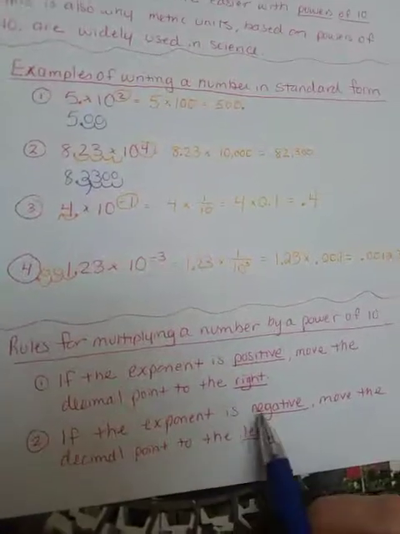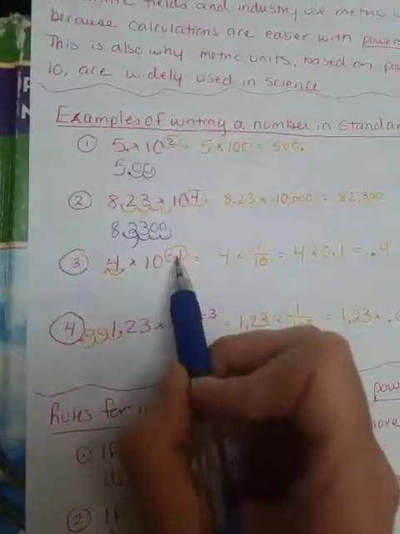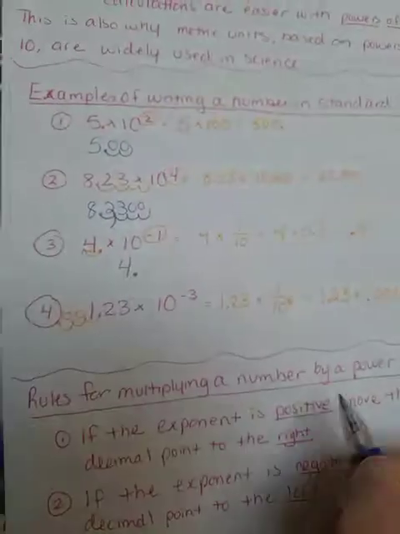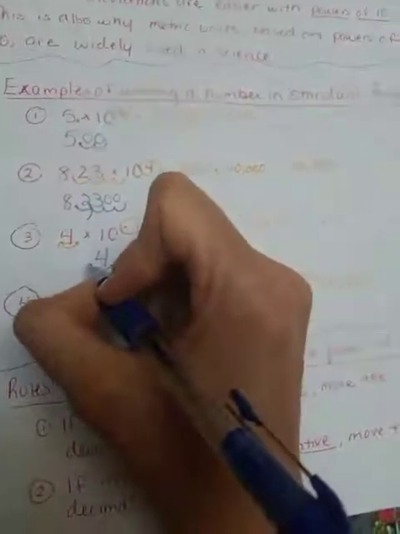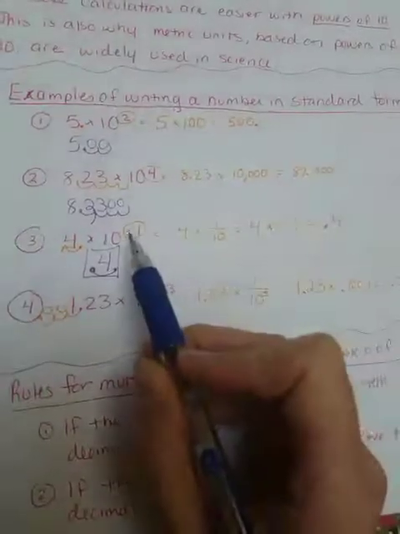Let's look at your second rule. If the exponent is negative, move the decimal point to the left. So like we mentioned here in number 3, you have the number 4. The decimal point is right after the 4. It's a negative 1, so that means you have to move it once to the left. Your answer is 0.4. Okay, remember a negative exponent does not mean a negative answer.